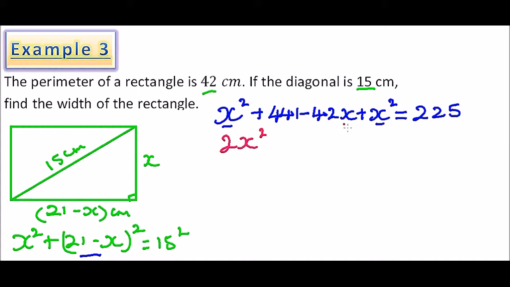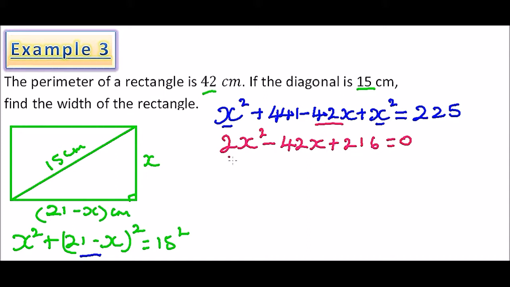We don't have any other x terms, so we say it is minus 42x. We bring 225 to the left hand side, so it will be minus. So 441 minus 225, we get plus 216 is equals to 0. So this is a quadratic equation.